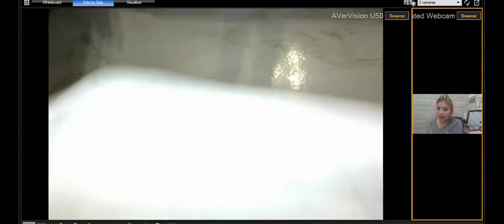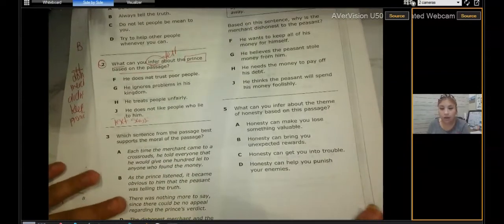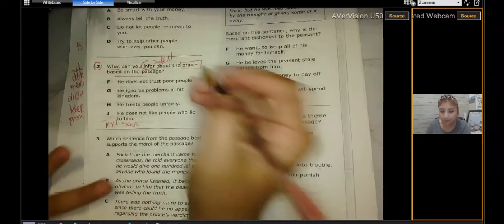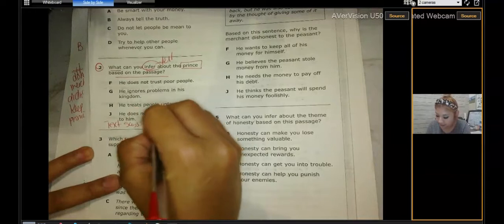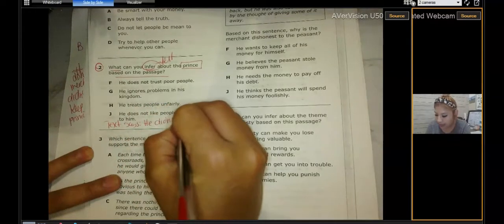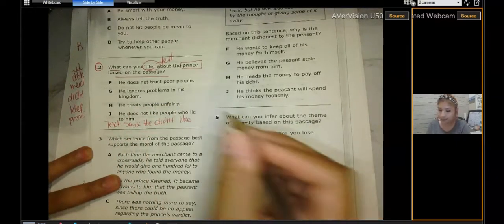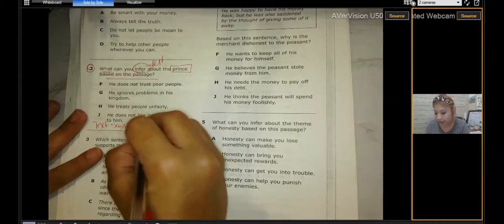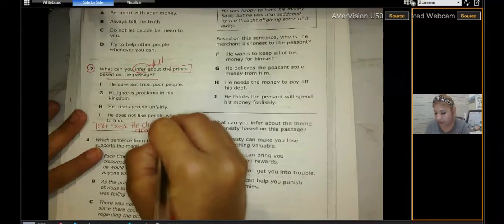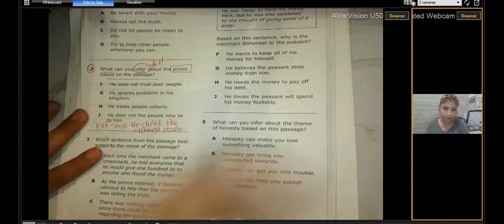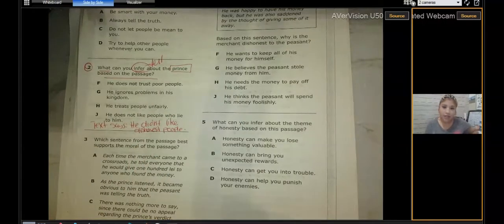So I'm going to come back here and I can put it in my own words or you can copy that. So I'm going to put, he didn't like dishonest, and we can just put people. All right, let's go ahead and read our answers. I have my textual evidence. I have my question. I understand my question. And let's go to F.